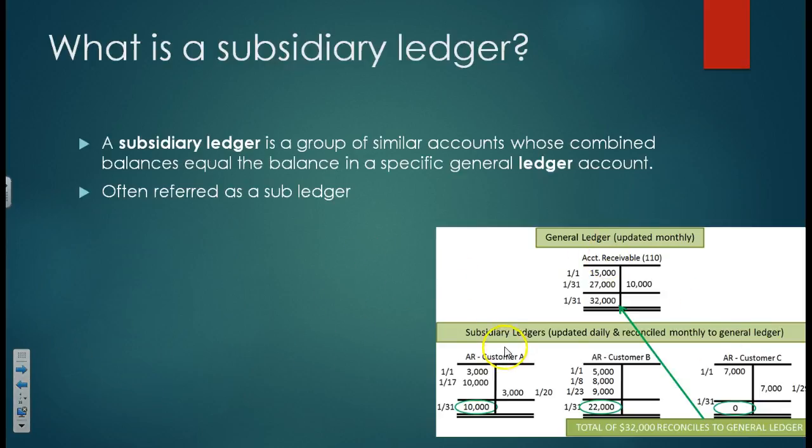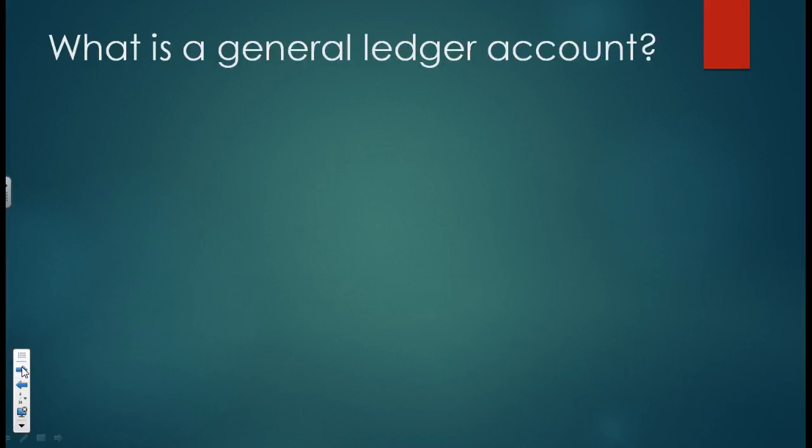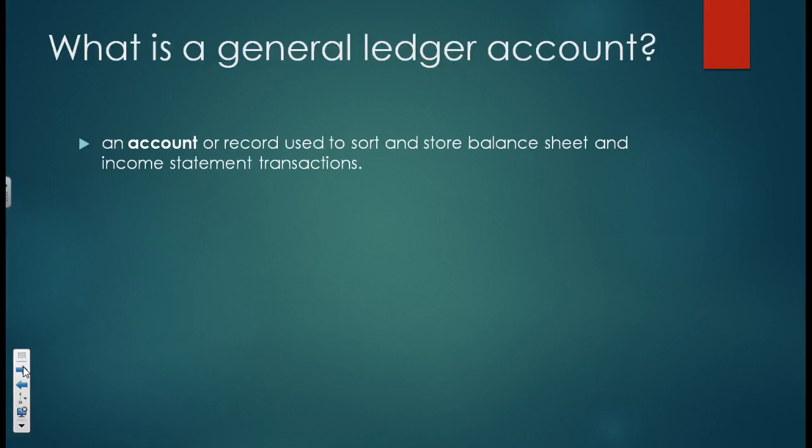General ledger, subledgers. So you have your general ledger, which is the accounts receivable. The subledgers for that are going to be the customers. Of course, I'm going to ask, what's a general ledger account? Perfect. It's an account or record used to sort and store balance sheet and income statement transactions.